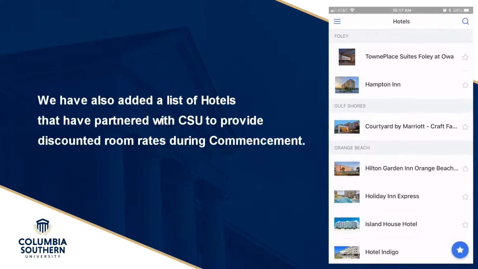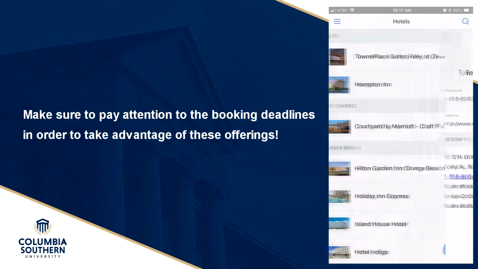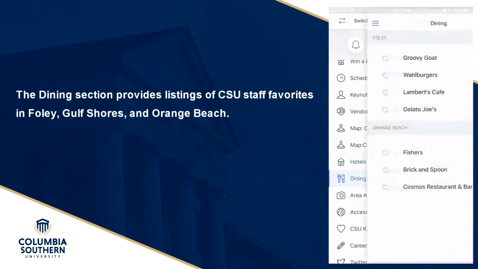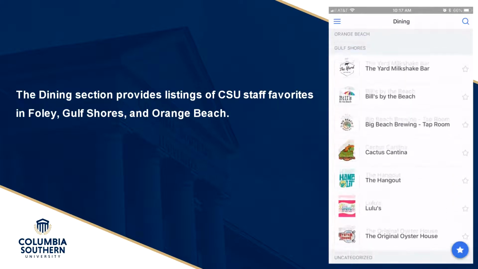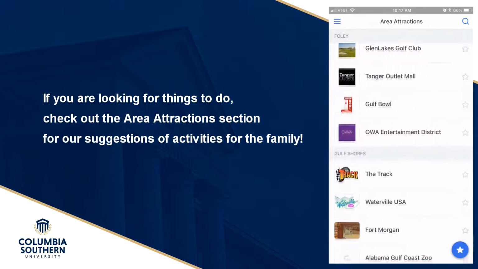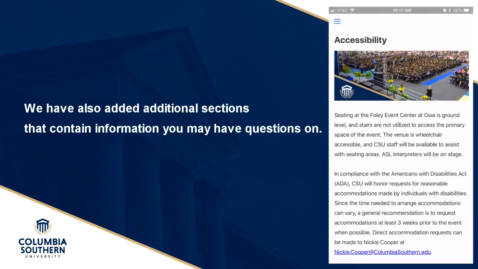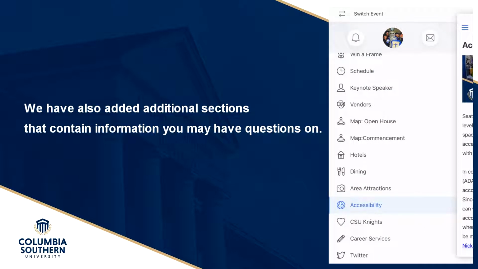We have also added a list of hotels that have partnered with CSU to provide discounted room rates during commencement. Make sure to pay attention to the booking deadlines in order to take advantage of these offerings. The dining section provides listings of CSU staff favorites in Foley, Gulf Shores, and Orange Beach. And if you are looking for things to do, check out the area attraction section for our suggestion of activities for the family. We have also added additional sections that contain information you may have questions on.